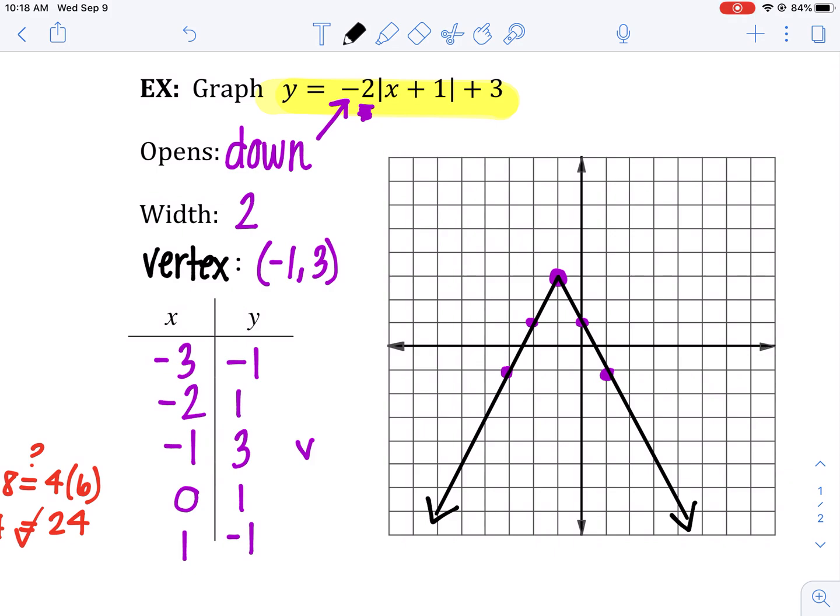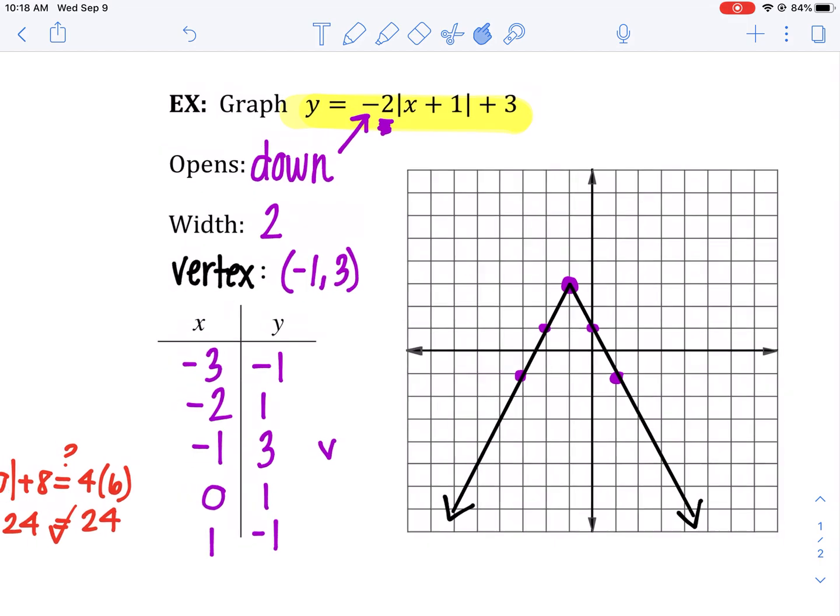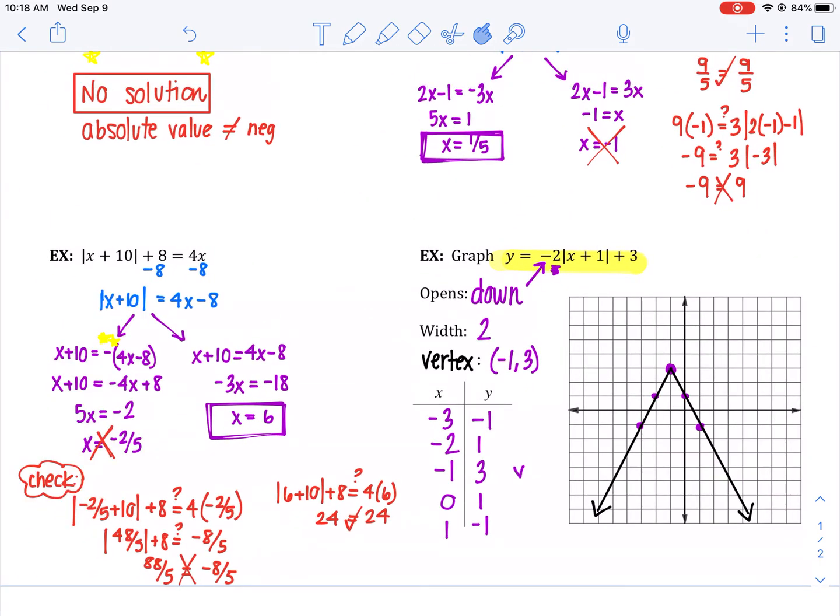Okay? Looking at the highlighted equation, you'll get a lot of information about what it should look like. Once you plug in points, that confirms what it's going to look like. Okay, please take your time on these. Make sure you check for extraneous solutions, and good luck.